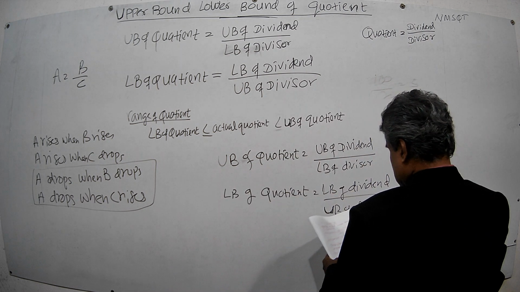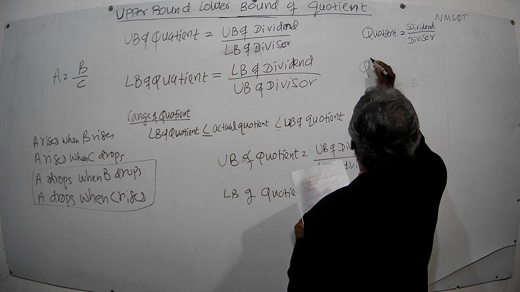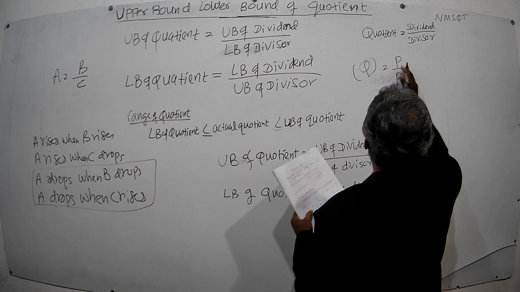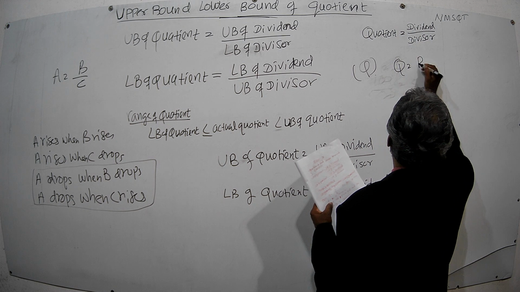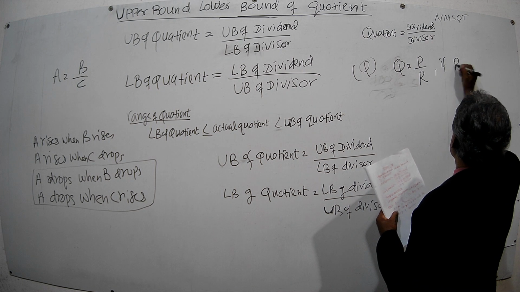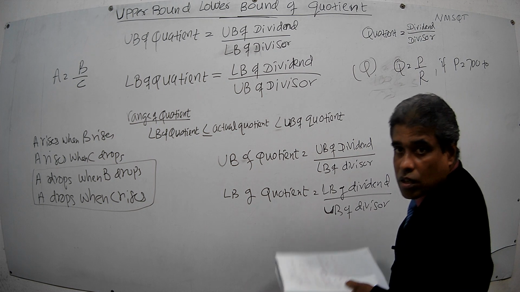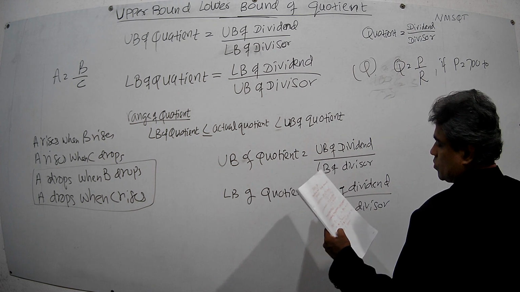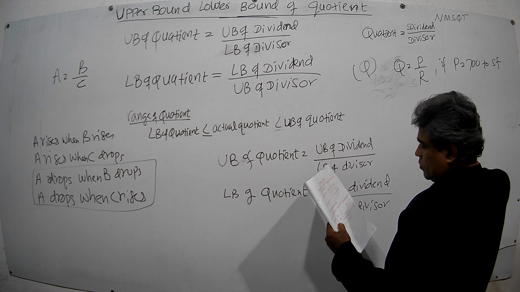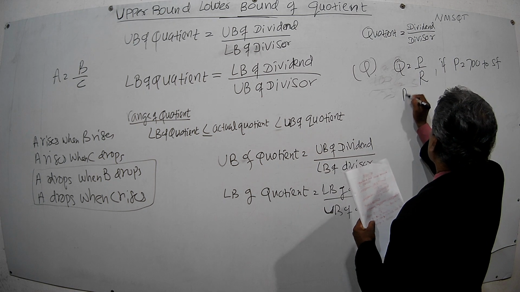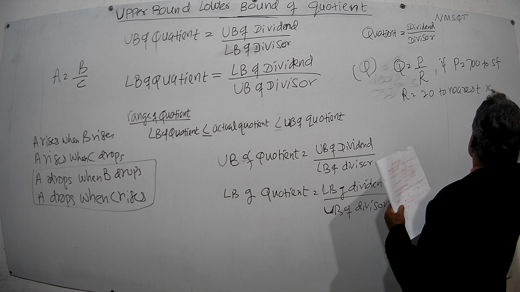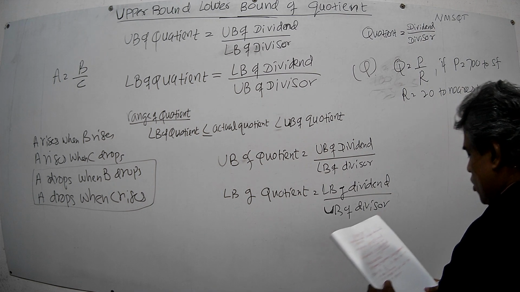Now there's a question. Here Q equals P over R. They say P equals 700 to 1 significant figure, and R equals 20 to the nearest 10. Find the upper bound and lower bound of Q and the range of the quotient.